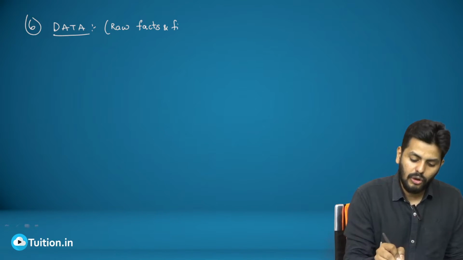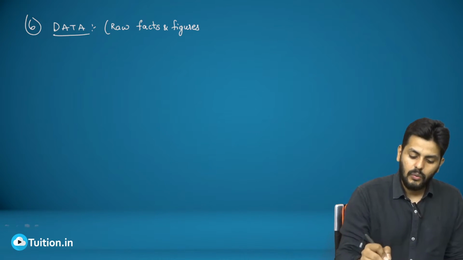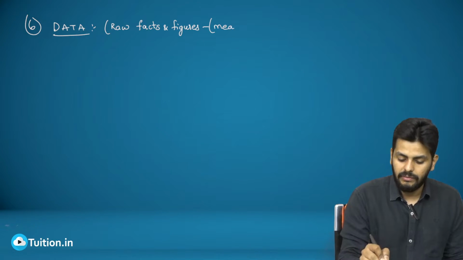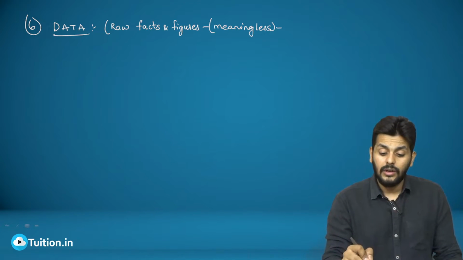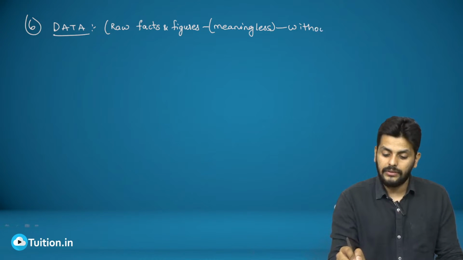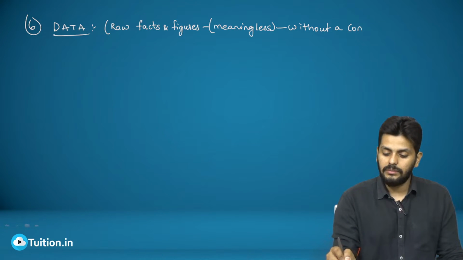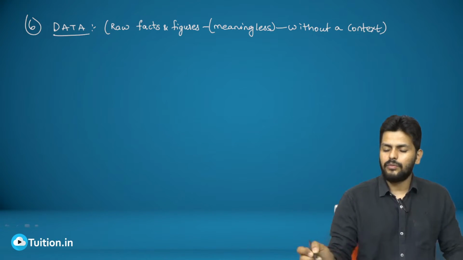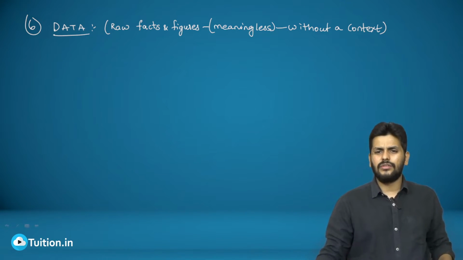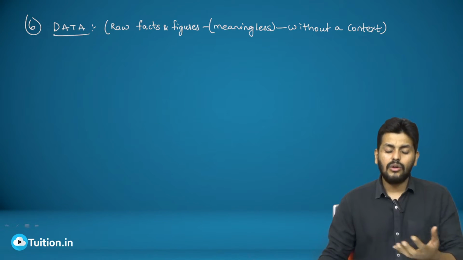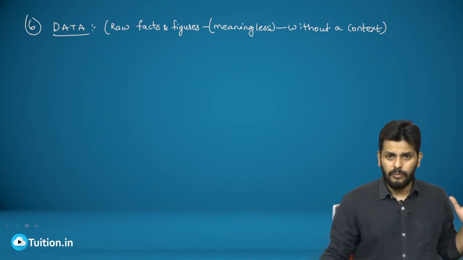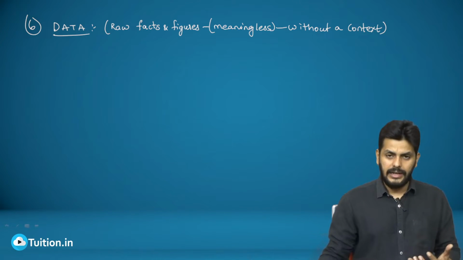You know what data is, right? Raw facts and figures, which somebody can call meaningless. They're not actually meaningless, but you can say without a context. Data is something that is without a context. Whatever is there makes no sense as to who designed it or what the access of that data is. So raw facts and figures which have absolutely no meaning, that's what is called data.